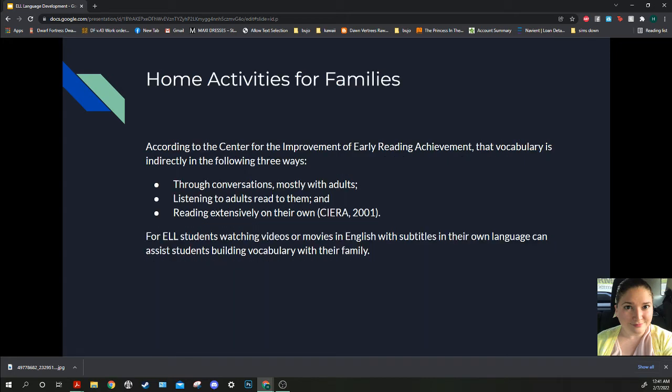Home activities. Home activities are very important. These help build up skills. So according to the Center for Improvement of Early Reading Achievement, vocabulary is directly in the... Through conversations mostly with adults, listening to adults read to the student, and reading extensively on their own, these are ways that students can improve their early reading achievement. For ELL students, watching videos or movies in English with subtitles in their own language can assist students in building vocabulary with their families.